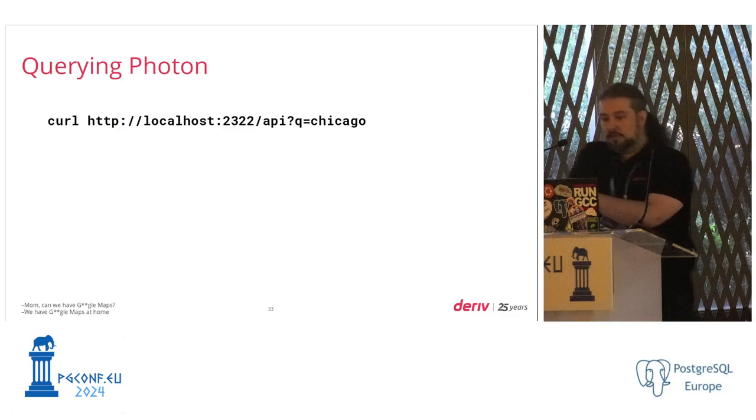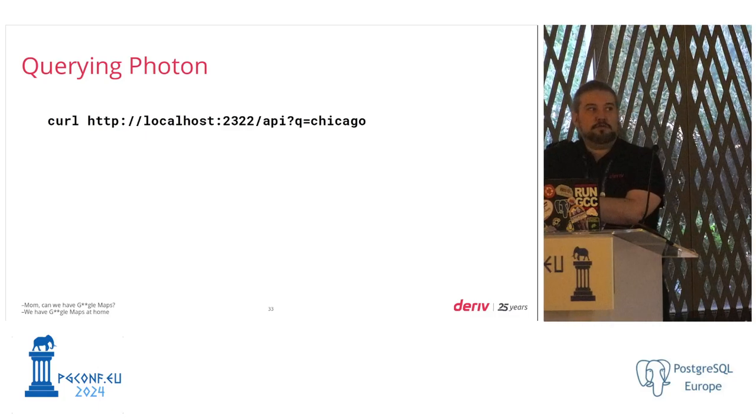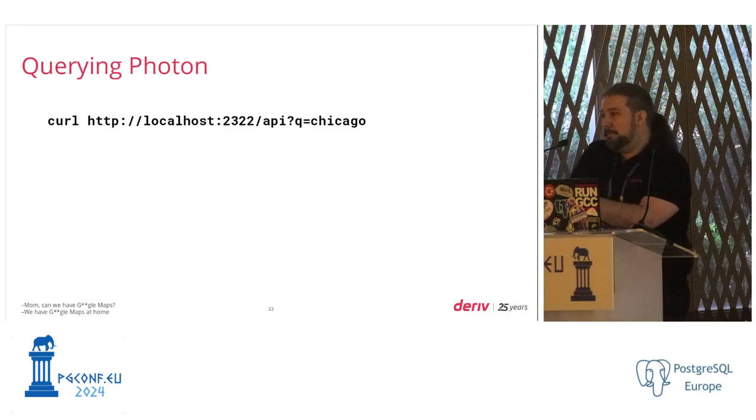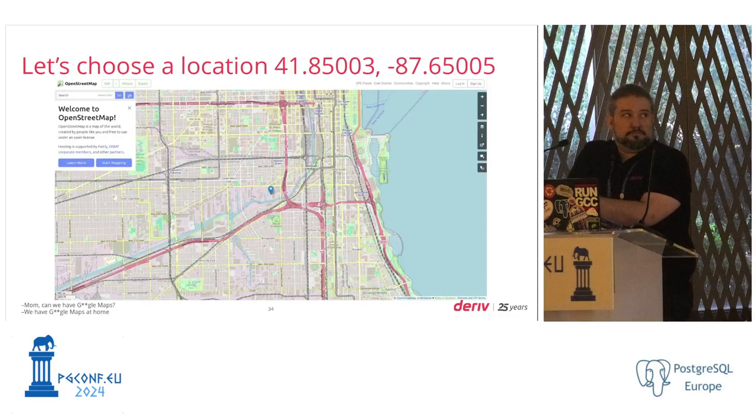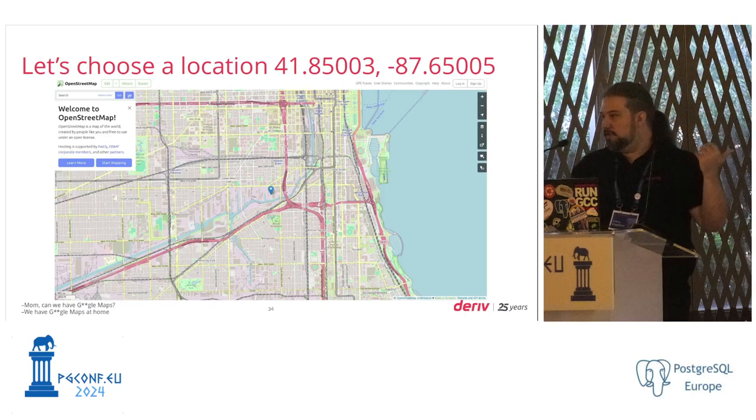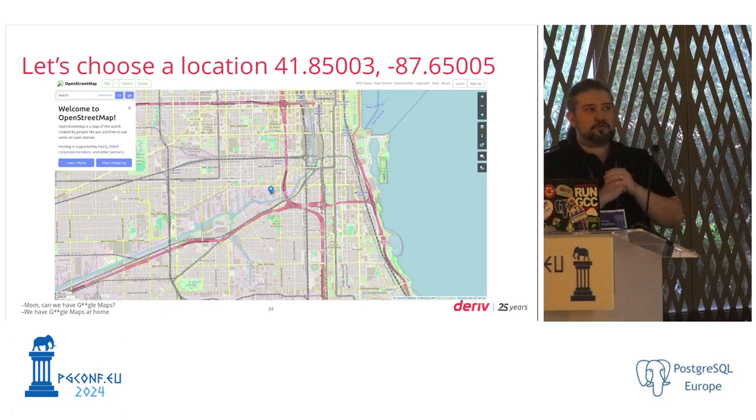So how do you query Photon? Again, curl, localhost, port 2322. And the query is Chicago. It doesn't matter if I've spelled it with a lowercase c, it will still work. So, and the results will be the same, right? I'll get the GeoJSON that I got with Nominatim in the same answer. Now let's choose a location in Chicago near the center.